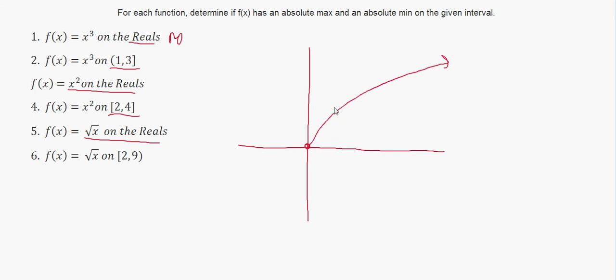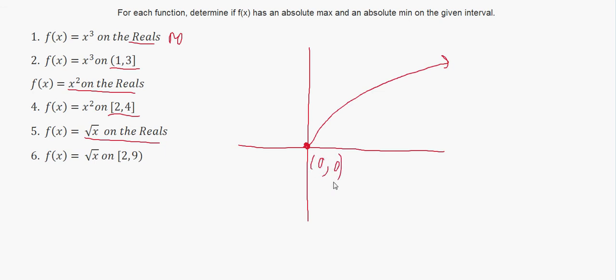Even though this starts to flatten out here, it's going to keep going up and up forever. However, over here, there is a lowest point. It's 0. So there is no absolute maximum because it goes up forever, but there is an absolute minimum. It's 0, and it occurs when x is 0. Remember, when I say the absolute minimum is 0, I'm talking about the y value. When I say it occurs at 0, I'm talking about the x value, because that point there is (0, 0).